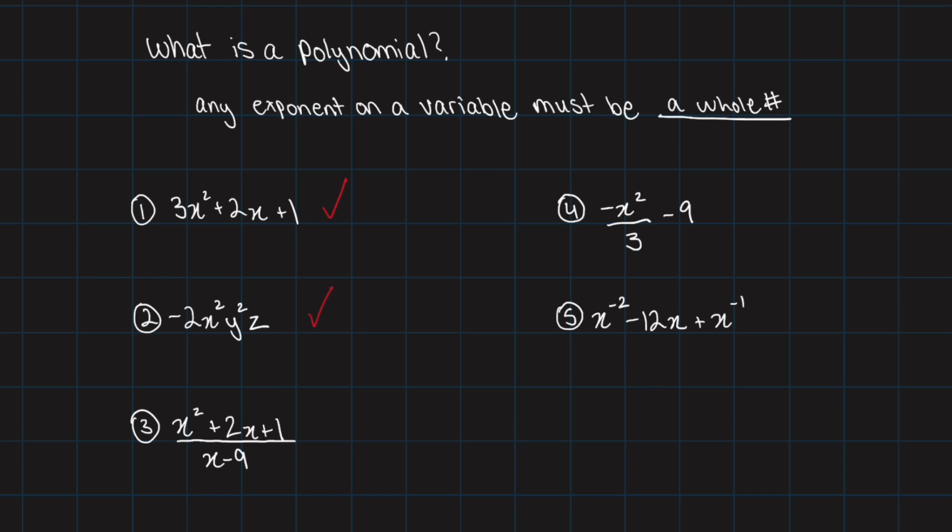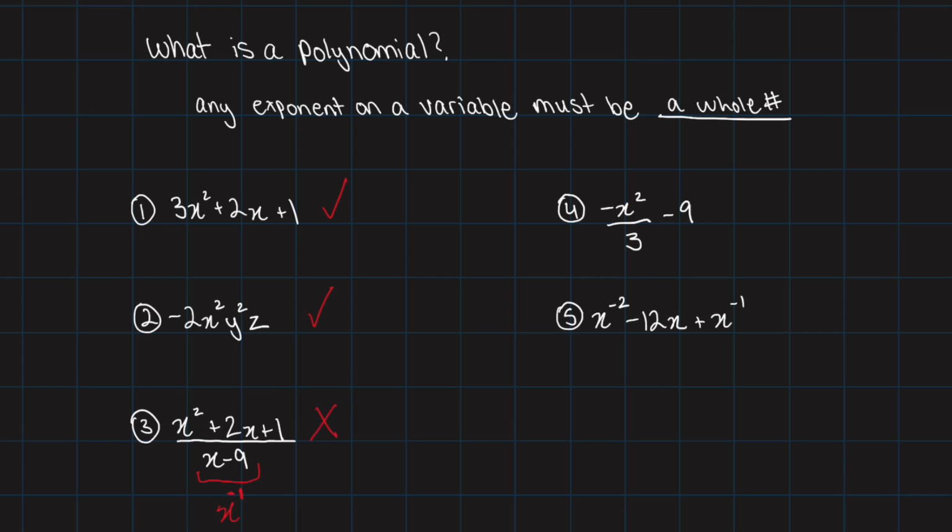Now the third example, x squared plus 2x plus 1 over x minus 9 is actually not a polynomial because, as we can see, in the denominator we have x minus 9, and on the variable x there's actually a 1 exponent. But in this case, since it's the denominator, that 1 is actually a negative 1, and that is not a whole number. So this is not a polynomial.